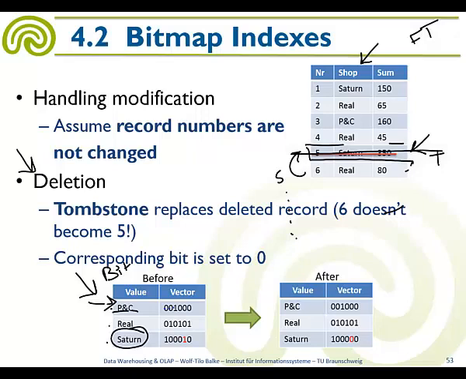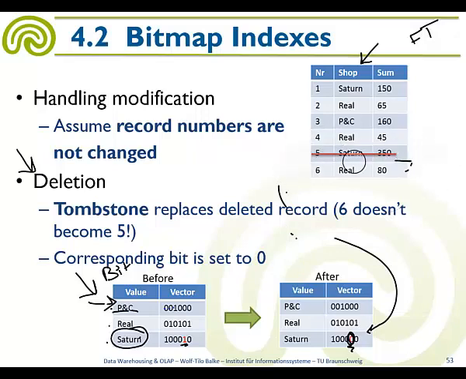And the only thing we need to do is go to not all of our bitmaps, actually only Real, Zatron. We go here and we say, okay, the fifth one is no longer for Zatron, and we change it from 1 to 0.